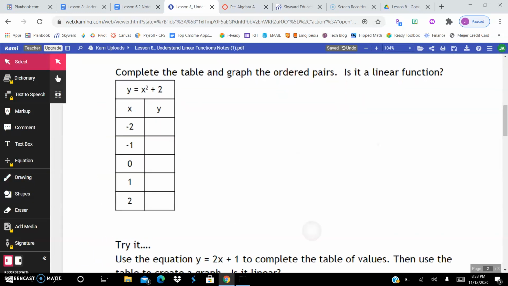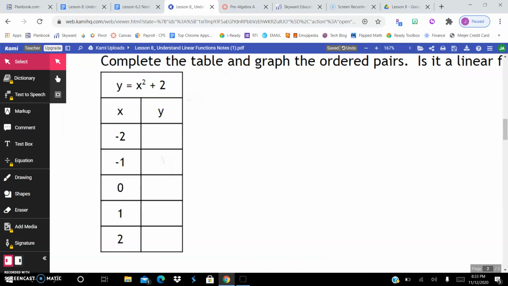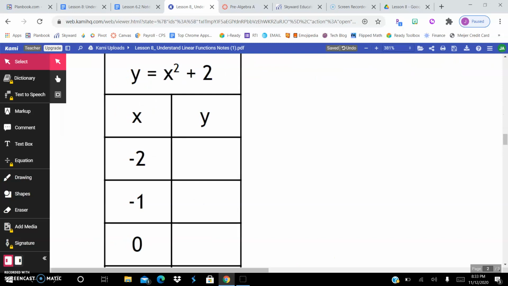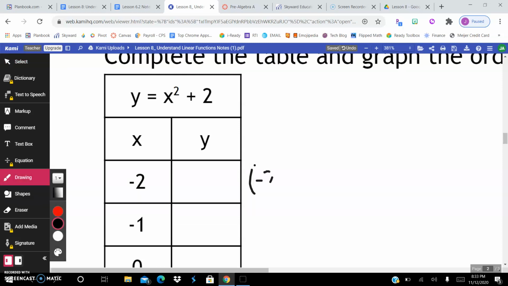All right, complete the table and graph the ordered pairs. Is this a linear function? So this one they're telling us we have to do x squared and then add 2 to it. So for the first one, we're going to do -2 squared plus 2. So -2 squared would be 4, and 4 plus 2 is 6. And then -1 squared plus 2. -1 squared is -1 times -1, so that's 1. Plus 2 would be 3.